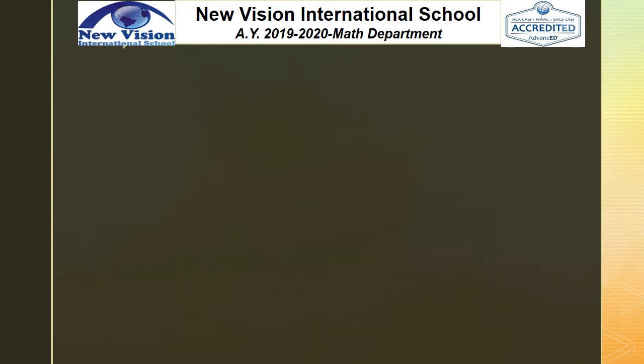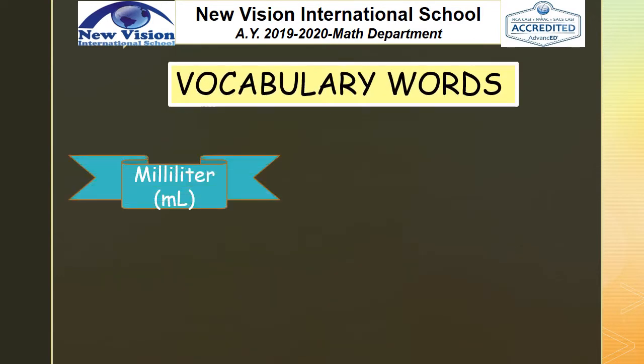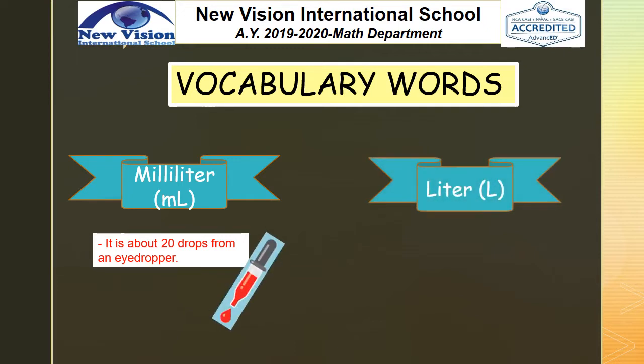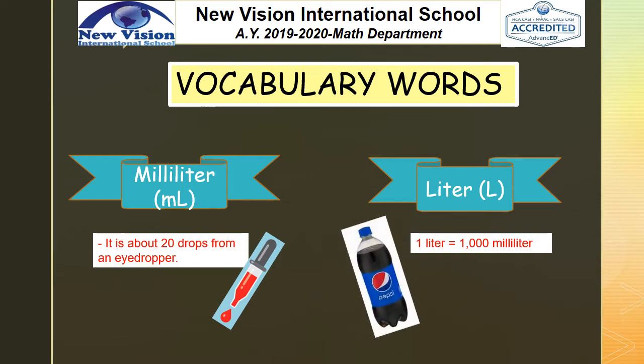We also have here milliliter. The abbreviation is ml, and it is about 20 drops from an eyedropper. And we have the liter, which we can write as letter L. So 1 liter is equal to 1,000 milliliters. This Pepsi bottle can hold 1 liter of Pepsi.